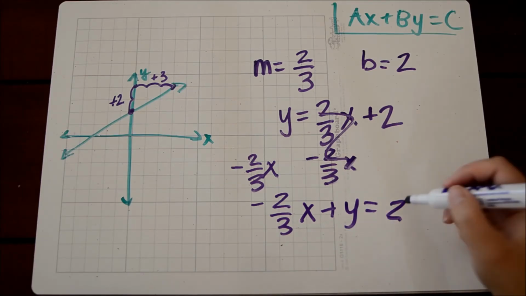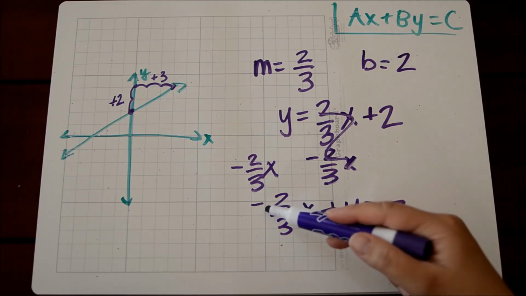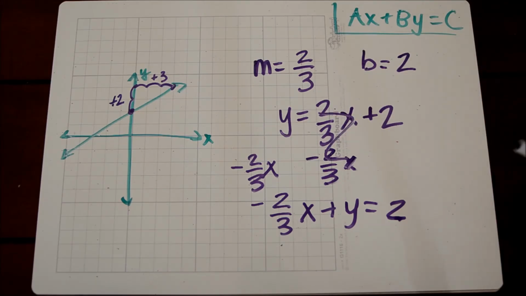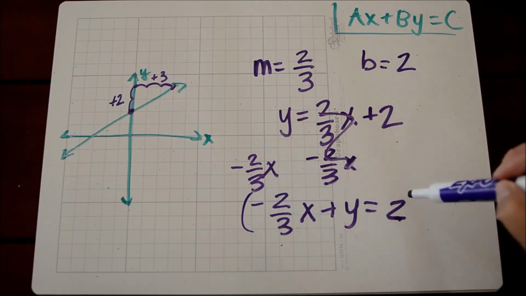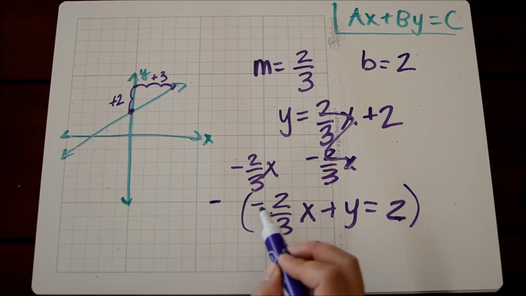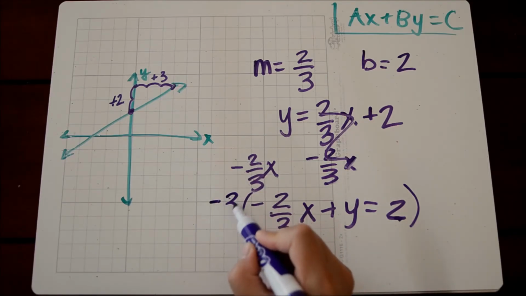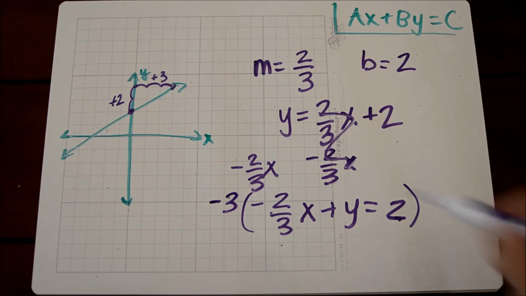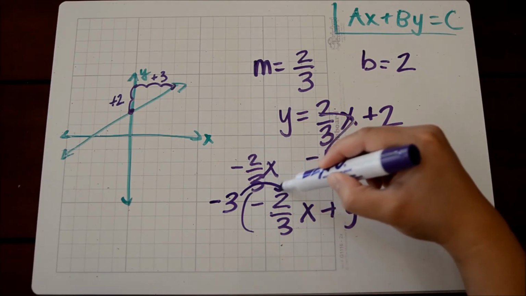So now we have two issues. Our a value is negative, and we also have a fraction. And so we're going to get rid of both of those things by multiplying the entire equation by a negative denominator, whatever our denominator is. So the negative cancels out the negative, and multiplying by 3 will cancel out the fraction.